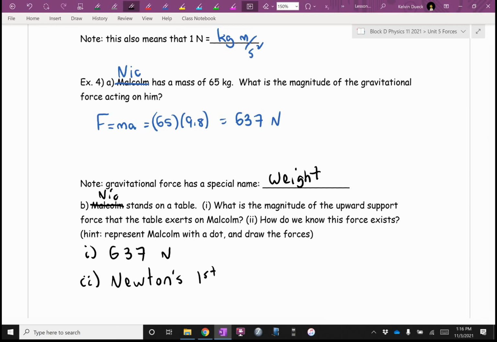Thanks, Nick. You can climb back down. Unless you want to stay up there. If you want to stay up there for the rest of the lesson, you have my permission. You could. It's kind of neat to glare down on people.